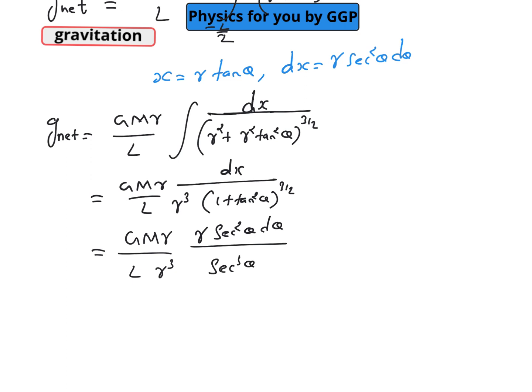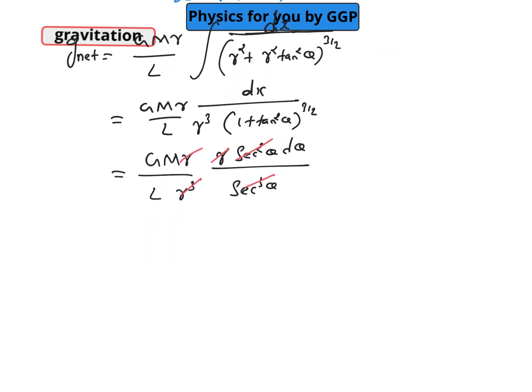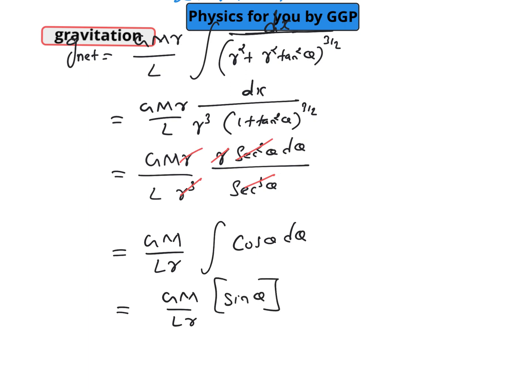Now cancelling these terms, r and r square get cancelled, and sec theta and sec cube theta get cancelled. The remaining terms are GM divided by L r into the integration of 1 by sec theta, which is cos theta d theta. The integration of cos theta is sin theta. Now we put the limit from minus L by 2 to plus L by 2.